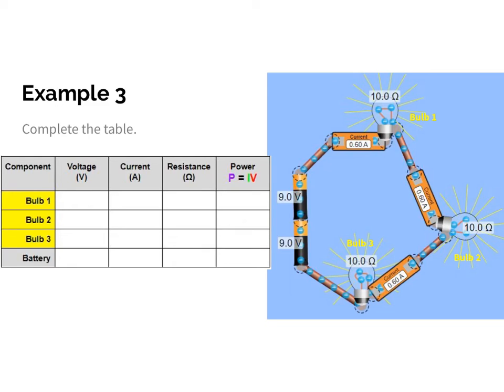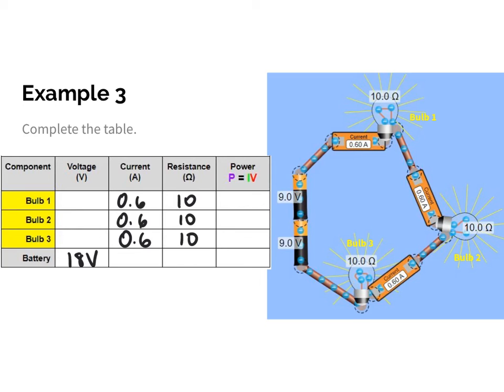Okay, so I'll start with some of the things that I know. I do know, for example, the voltage of the battery. I have 2 9-volt batteries, which hopefully you remember is 18 volts. I am showing the resistance of all 3 bulbs. I know the resistance is 10 ohms apiece for each of those. And then you are given the current going through all 3 bulbs. We know that the current is going to be 0.6 amps for all 3. So our goal is to try and fill out the rest of this table.